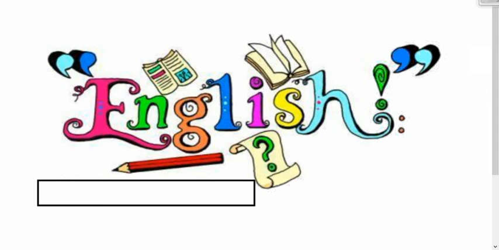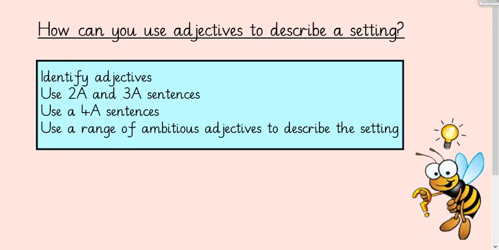Just going to do a short English lesson today. This is our learning question. It says, how can you use adjectives to describe a setting? In order for you to be successful, you need to be able to identify adjectives. You've got to be able to use a 2A or a 3A sentence. You might be able to then go on to use a 4A sentence. Could you then use some ambitious adjectives to describe the setting, I wonder?